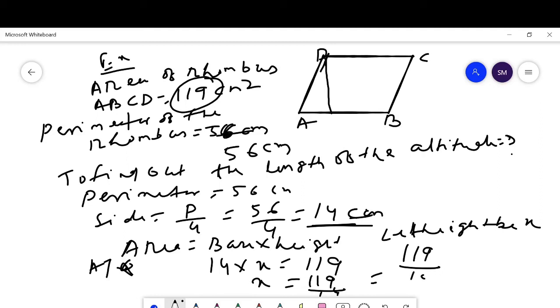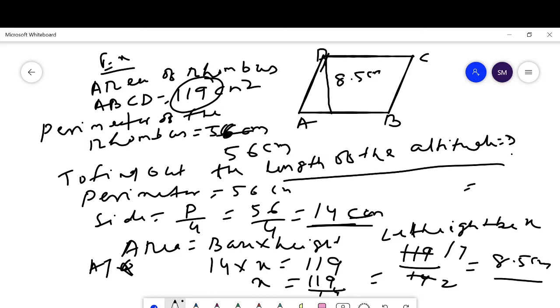119 upon 14. Dividing by 7, we get 17 upon 2, which is 8.5 centimeter. Then the length of the altitude, or height, is equal to 8.5 centimeter. Here we get the length of the altitude is 8.5 centimeters. Okay, then another question.